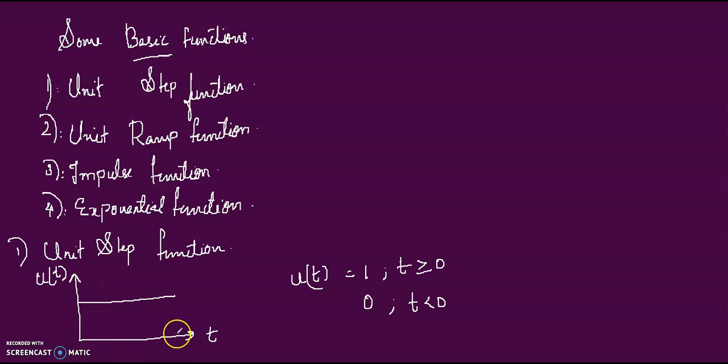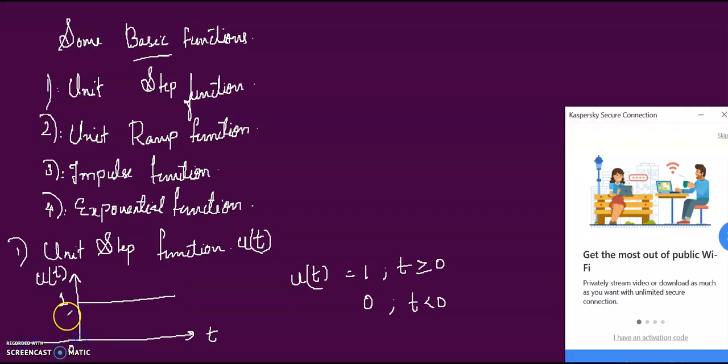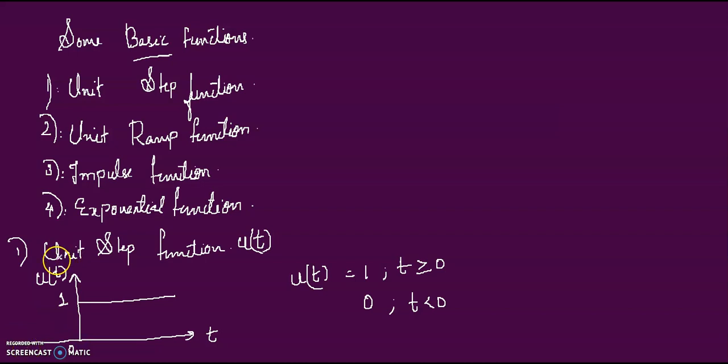This is the graphical representation of u of t, and this is the mathematical representation of u of t. Unit step function is represented as u of t. Here, in this function, u of t is equal to 1 for t greater than or equal to 0. This is the time axis. For t greater than or equal to 0, the value of u of t is equal to 1. And for t less than 0, the u of t value is 0. And it is called unit step because the amplitude here is 1.